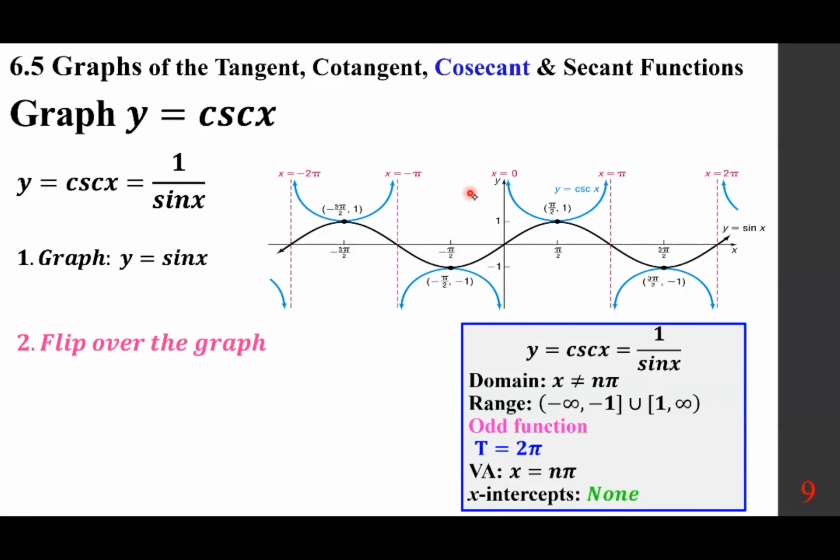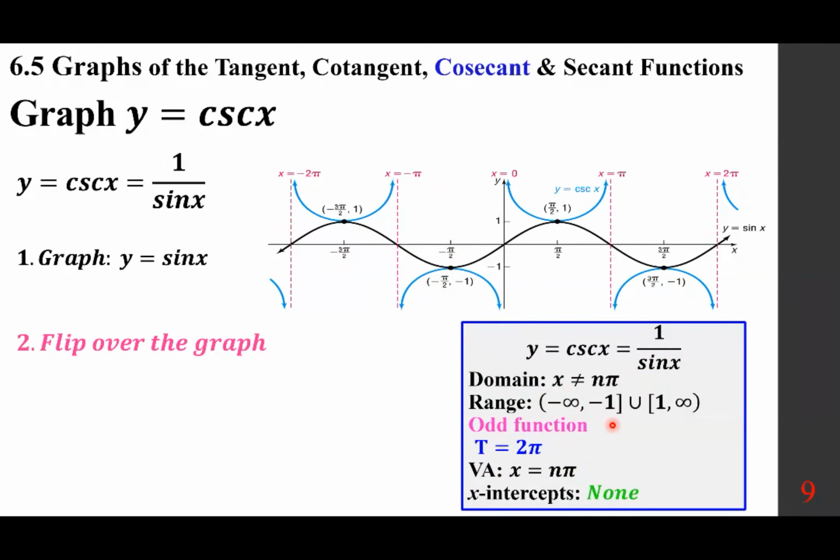So here's how we write them. y is cosecant, 1 over sine. Domain: x can't be n pi because sine is 0. And with the domain goes the VA. VA is then equal to that. Range: all real numbers except from -1 to 1. How do you write that? Minus infinity to -1 union 1 to infinity.